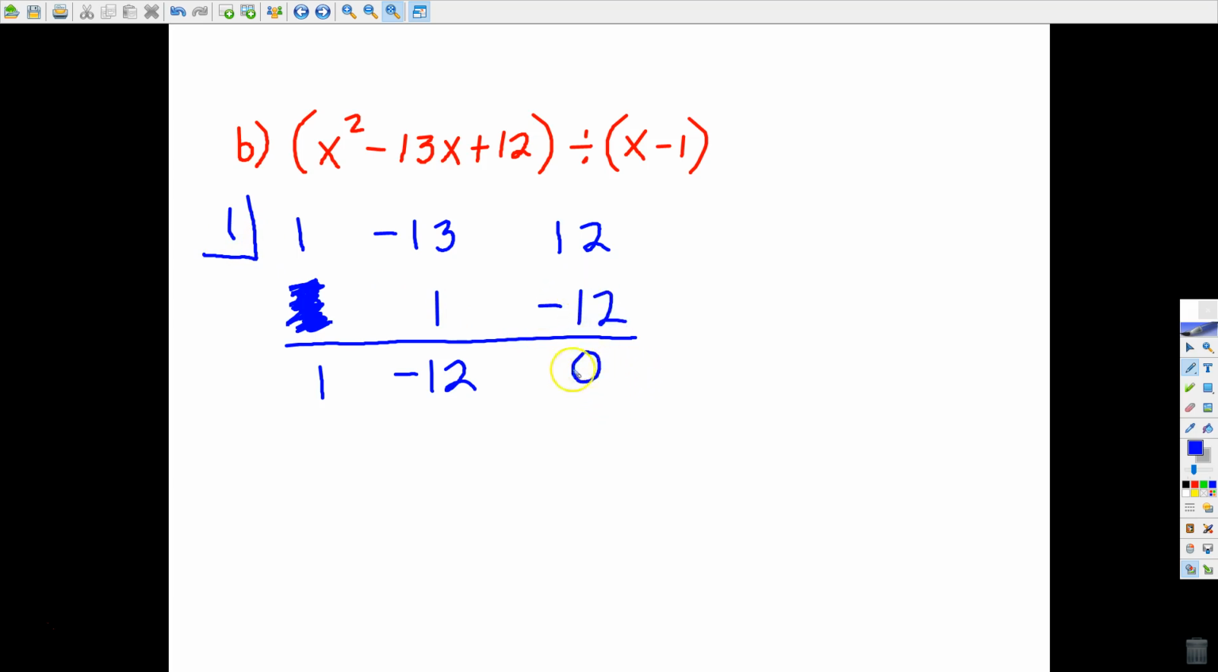Now interpret the answer. This is always the remainder. This is a constant. This is a linear coefficient. So my answer is x minus 12.